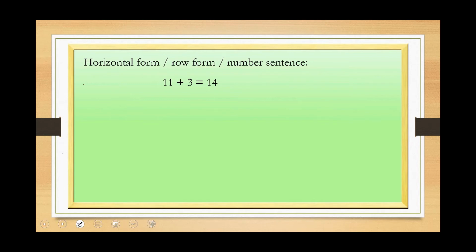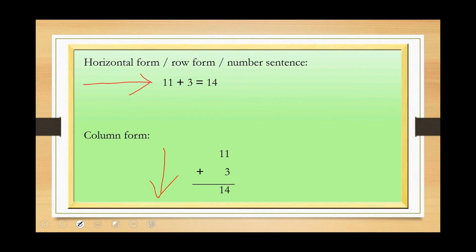So now let's have a look at the horizontal form or row form, or sometimes we call it number sentence. We have 11 plus 3 equals 14 here. That is what we have learned. And for horizontal form or row form or number sentence, we write it like a sentence. So we write it across in a row. And for column form, we are writing it straight from top to bottom.